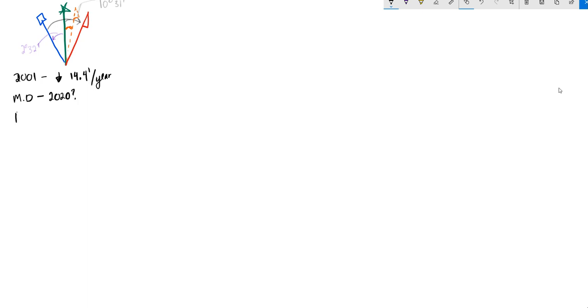So step one in the magnetic declination formula is figuring out the year difference. So we go to 2020 minus 2001, and this equals 19 years. Right? So that's step one. Step two is trying to figure out the change. So it says 14.4 minutes. So we're going to say 19 years times 14.4 minutes.